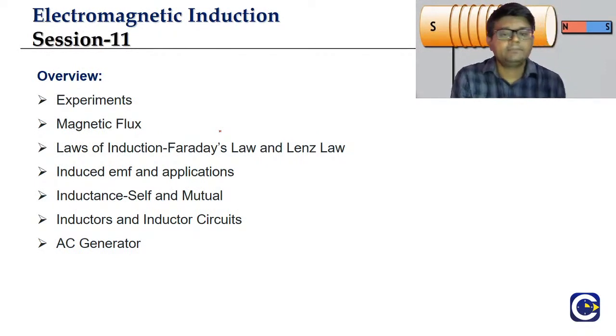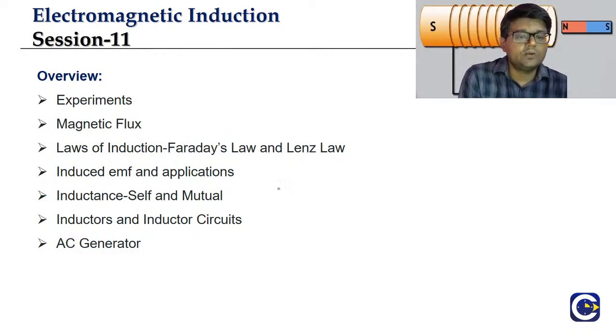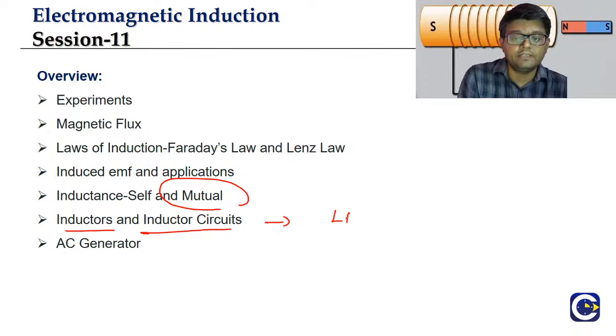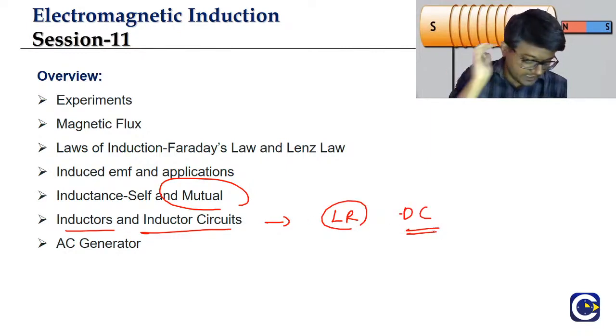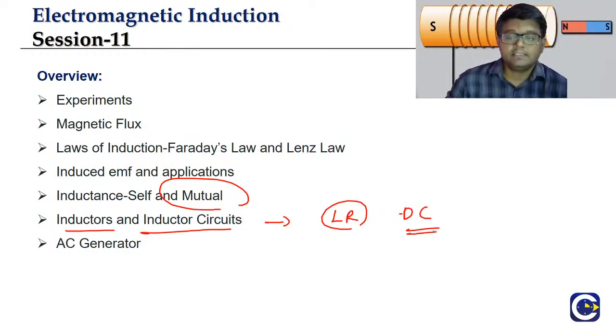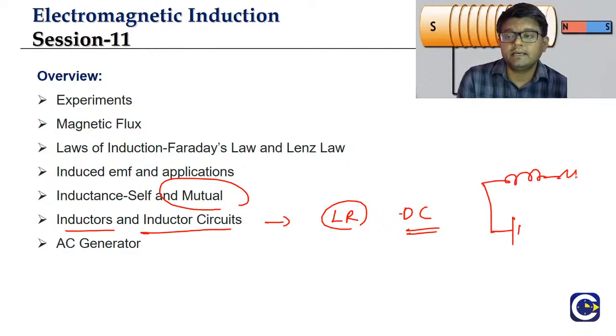So this is where we are currently, students. We are looking at the idea of self-inductance and mutual inductance. Parallelly we are also covering the inductor and inductor circuits. In fact, in session 10 we have covered the LR circuit with regard to DC, where you have a DC battery or cell connected to an inductor and resistor, which are in series. This is what we have seen in the previous session.